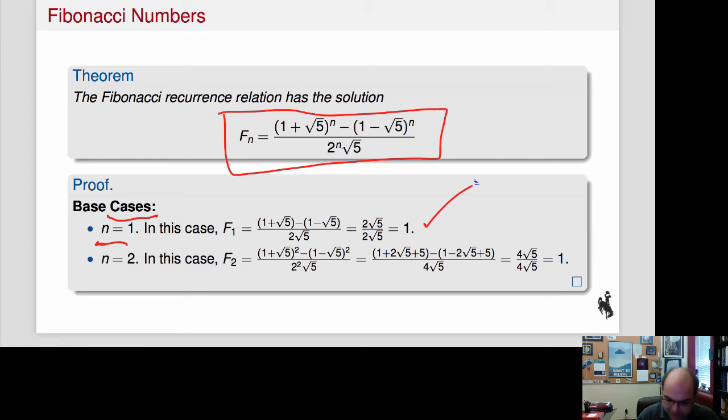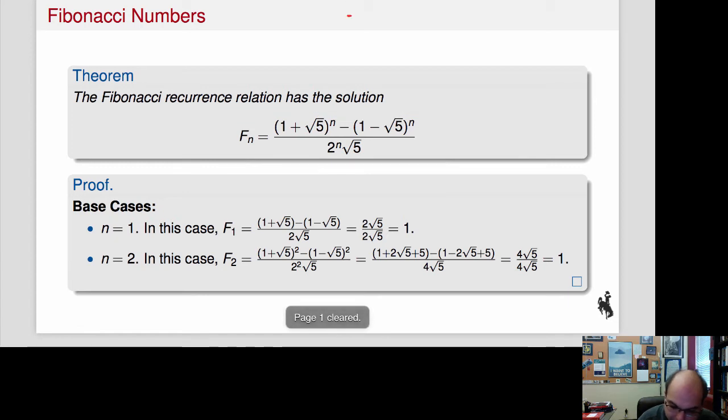Okay, n is equal to 2. This gets a little uglier because I have 1 plus square root of 5 squared. Don't panic, we just use our algebra. That is 1 plus 2 times square root of 5 plus 5, then minus 1 minus 2 square roots of 5 plus 5. And what we need to do is to subtract those. The 1 and the minus 1 cancel. The 5 and the minus 5 cancel. 2 square roots of 5 plus 2 square roots of 5 is 4 square roots of 5, which conveniently is what we have in the denominator. So those cancel. That is equal to 1. Base cases are usually easy.